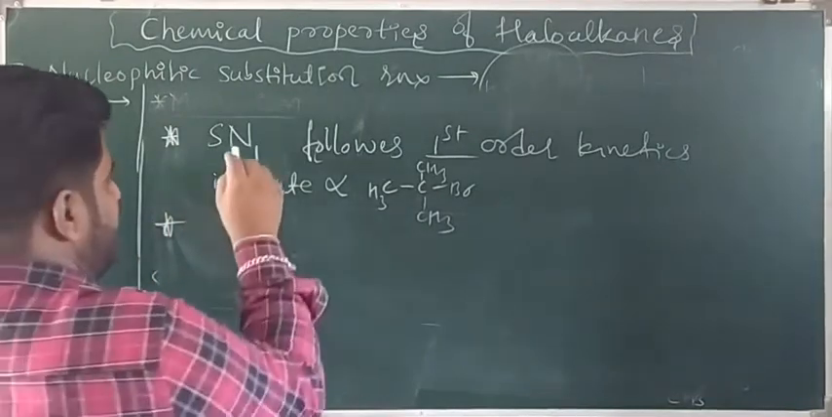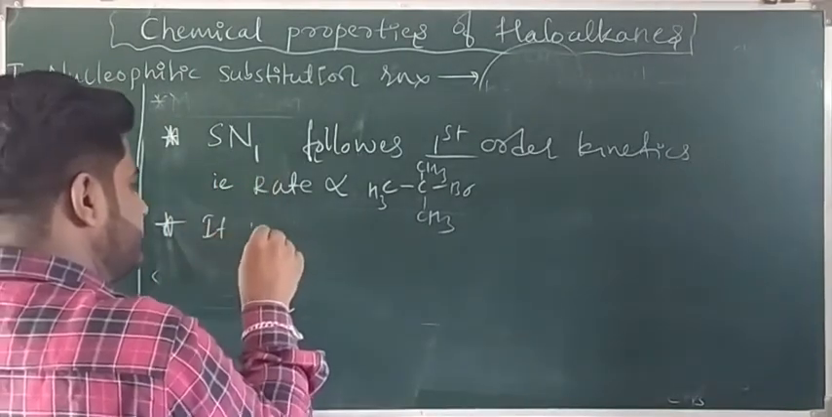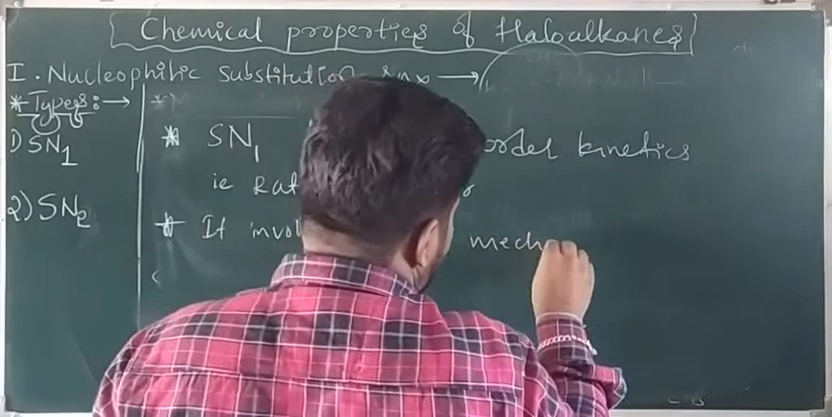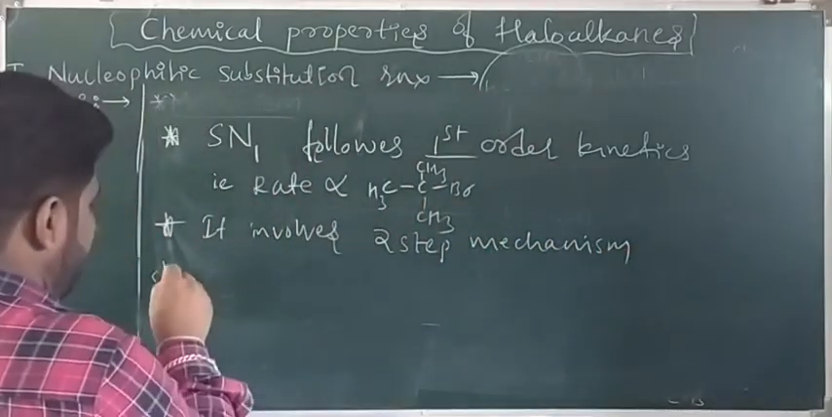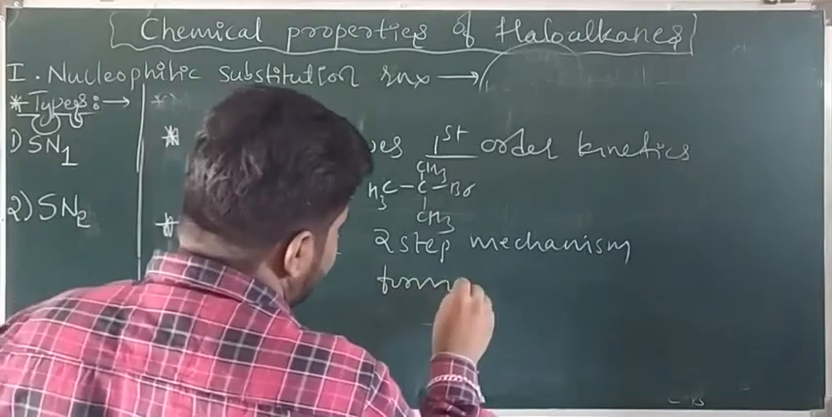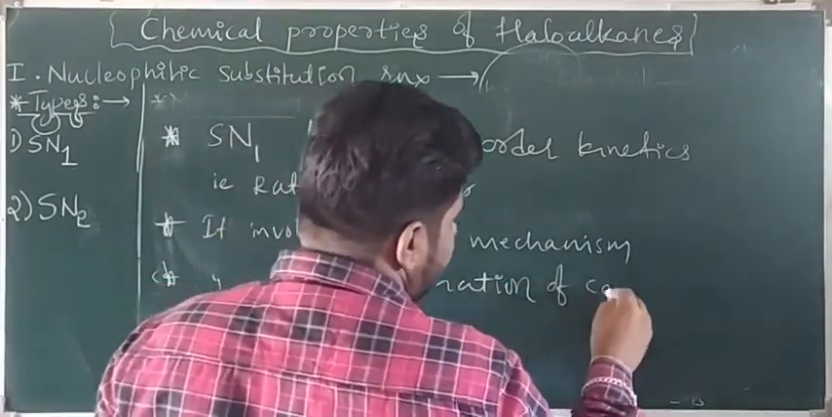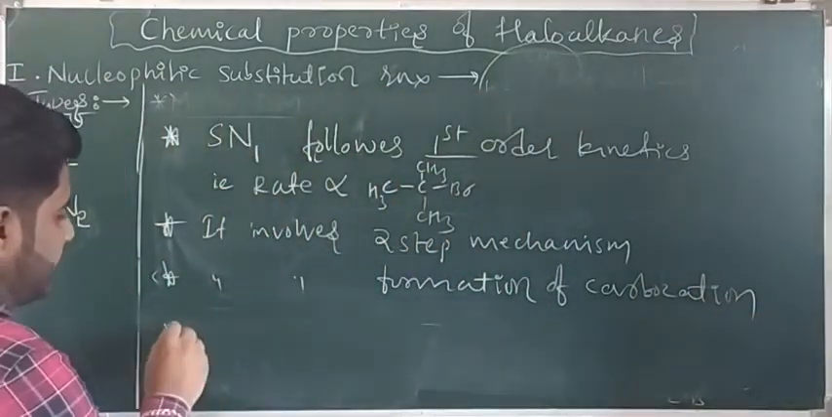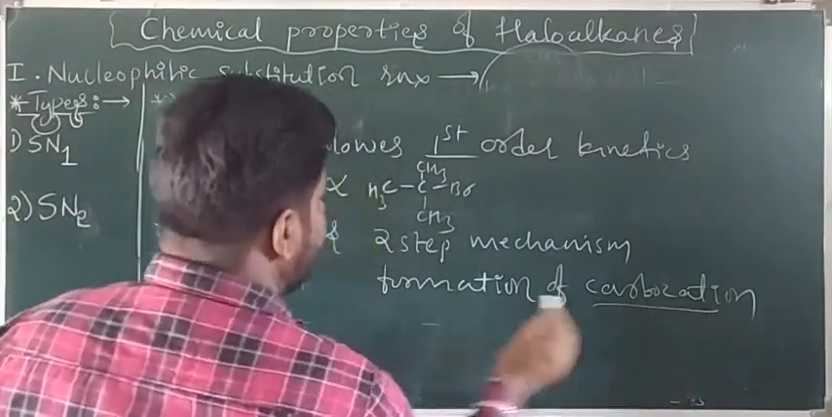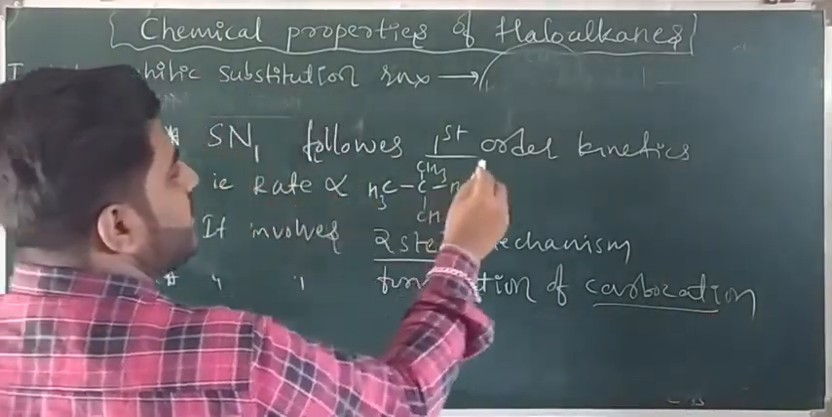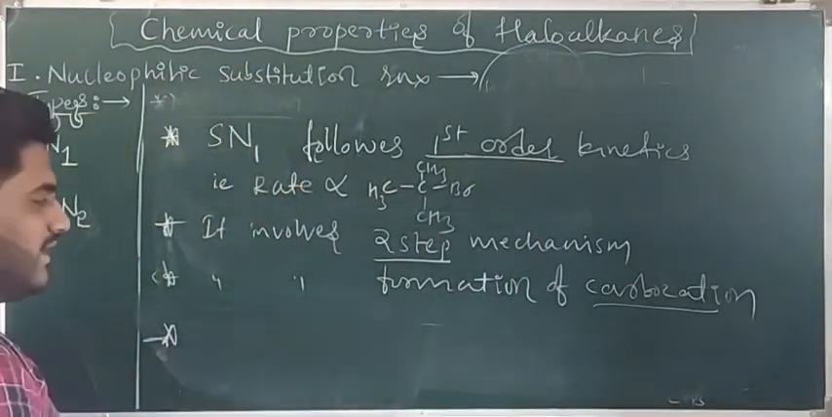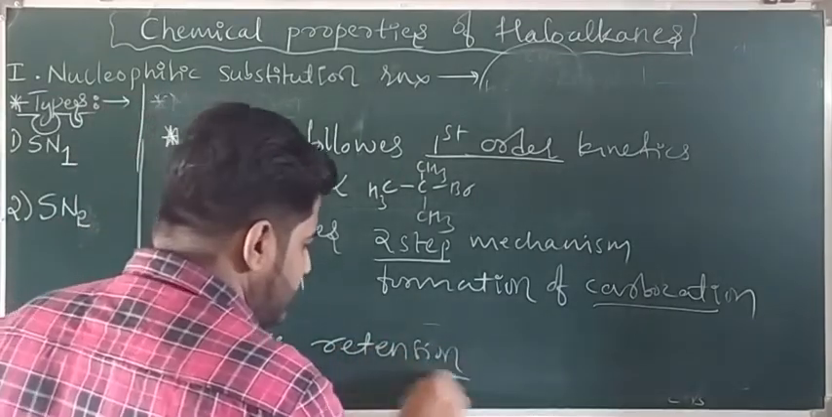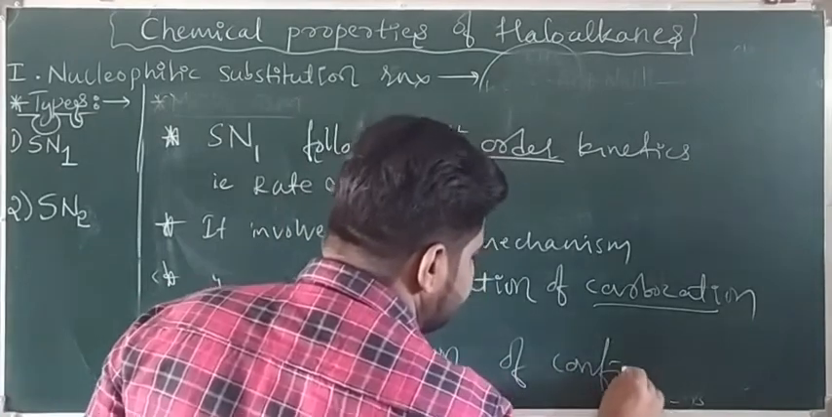Second point, SN1 involves a two-step mechanism, and it involves the formation of carbocation. So the next point here is that it involves formation of carbocation. It is a two-step reaction. It follows first order kinetics, and another important thing, it is a retention of configuration.